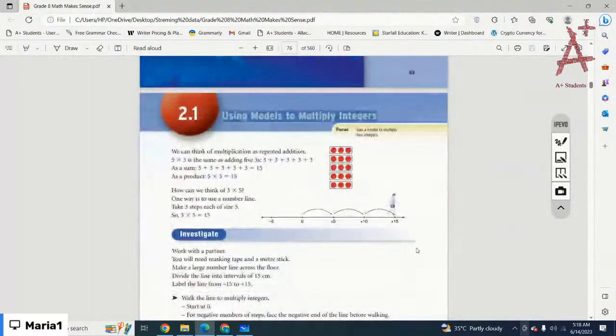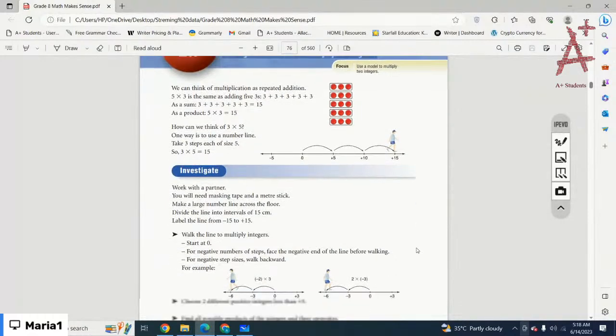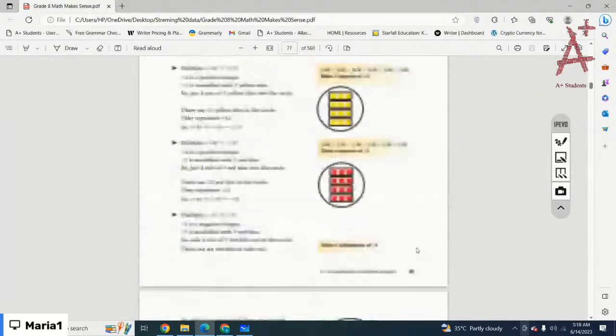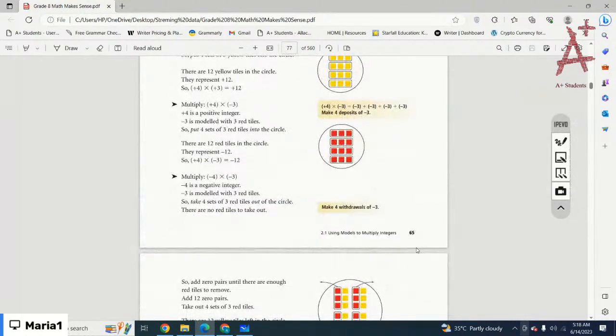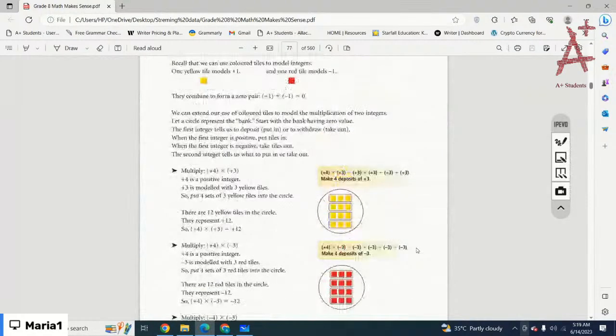So just start with 2.1, that is using models to multiply integers. So you're going to multiply the integers, but you're going to multiply using models. So let's just see how we multiply the integers. Okay, here are different examples you can see. Just look at the first example. Multiply positive 4 times positive 3. So basically what you have to do is add positive 3, 4 times.